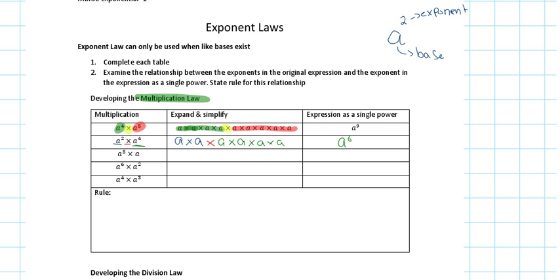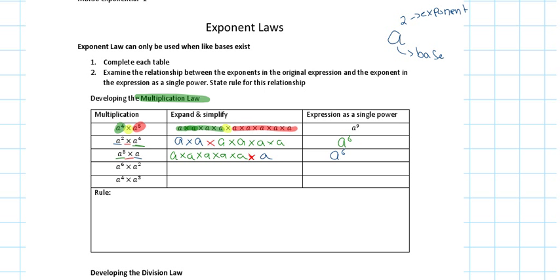So moving on to the next one. I have a to the power of 5 times a. How would I expand that? How would I write that in expanded format? Yeah. So for the first one, I would write a times a times a times a times a, and then I'm going to have to write that multiplication. And then just one a by itself, so that's going to be a. That shows me that I have 6 a's multiplied together.